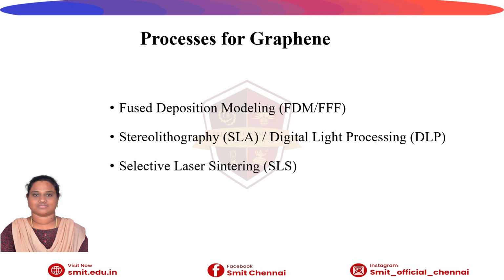Next one is process for graphene. So fused deposition modeling filaments loaded with graphene are extruded. Challenges include nozzle clogging and maintaining uniform dispersion. Next, stereolithography or digital light processing. Here graphene is mixed into UV curable resins allowing for high resolution complex geometries with conductive properties. Next, selective laser sintering. Here powder bed fusion using graphene reinforced polymer powders is used.